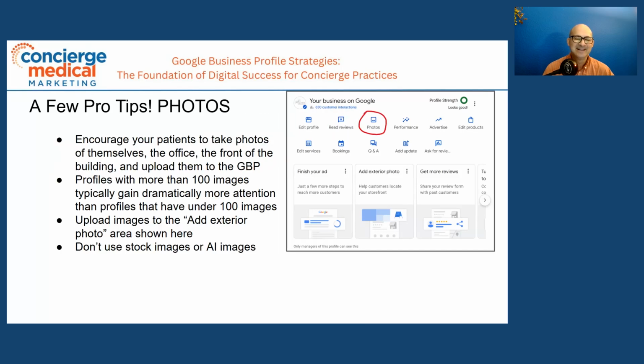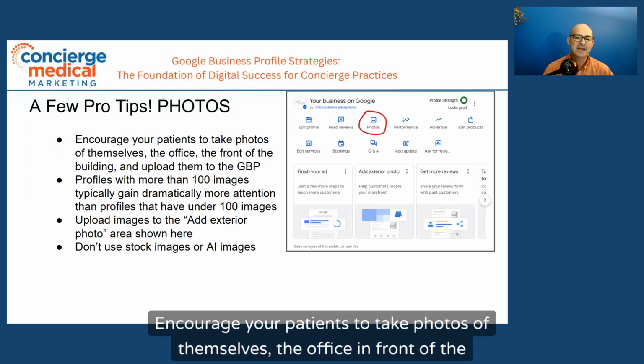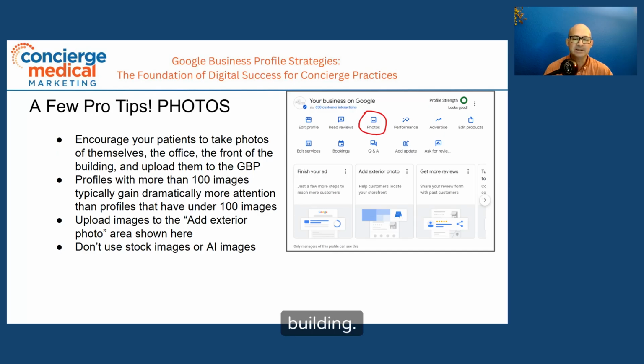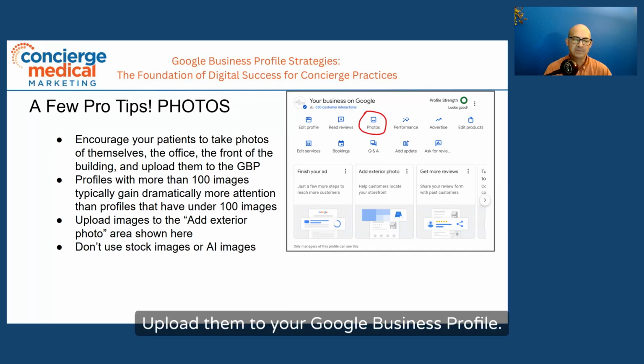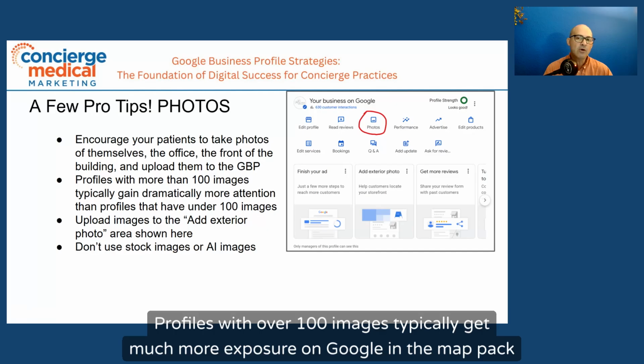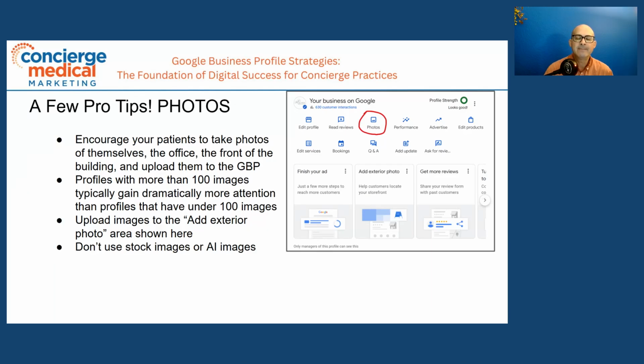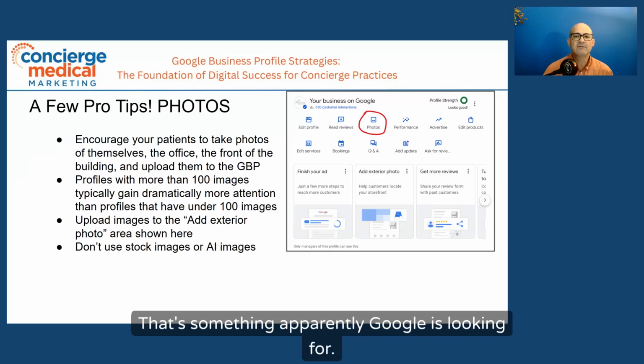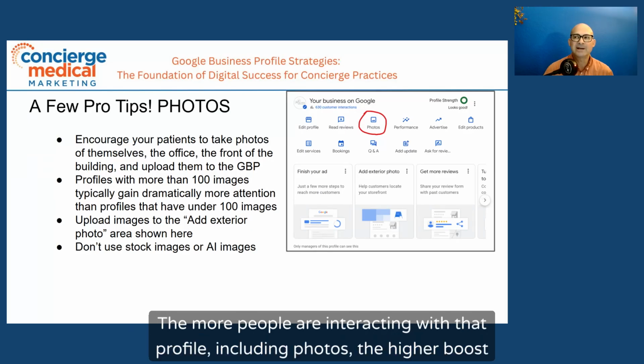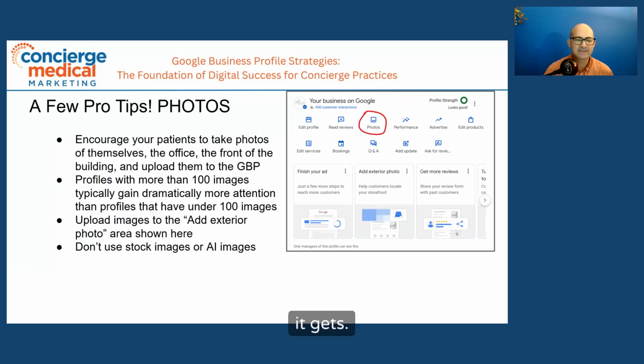All right. The next item is photos. Encourage your patients to take photos of themselves, the office, in front of the building. Upload them to your Google Business Profile. Profiles with over 100 images typically get much more exposure on Google in the Map Pack than do practices that have fewer than 100 photos. That's something apparently Google is looking for. The more people are interacting with that profile, including photos, the higher boost it gets.